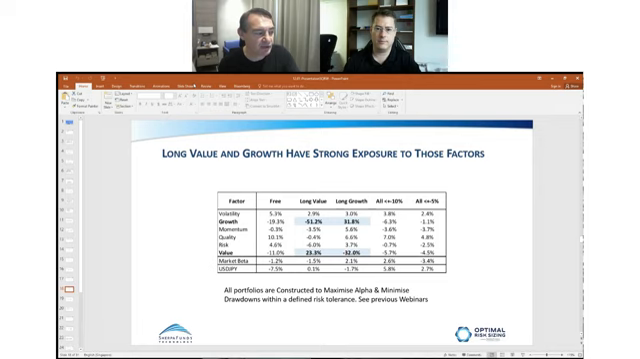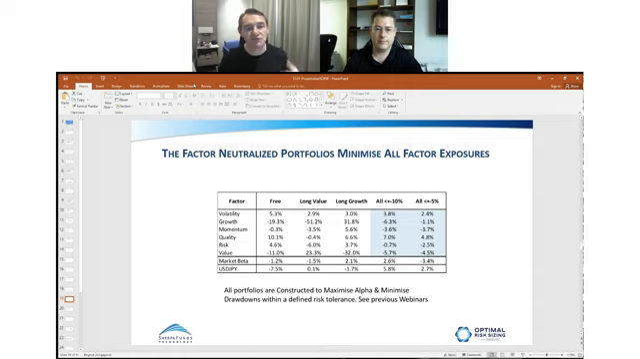So the long value has long value and short growth. The long growth has long growth and short value. Because of the way those two factors are defined, they tend to be opposite of each other. And then the ones that we constrain to be within the narrow bands have factor exposures within the narrow band. So we have succeeded ex-ante in building the portfolio that exhibits the factor exposures that we want it to. So that's our portfolio construction having done what it said.